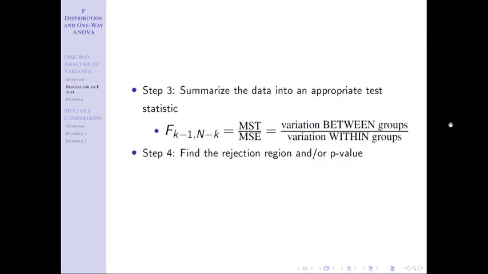Our rejection region and p-value are going to be very similar. The one thing to note, because we only have one null and alternative, we only have one type of test, right? They are always going to be a right-tailed test. Why is that? Because the F distribution cannot even be negative, and it's right skewed. So all of our tests in this case for an ANOVA are going to be right-tailed tests.